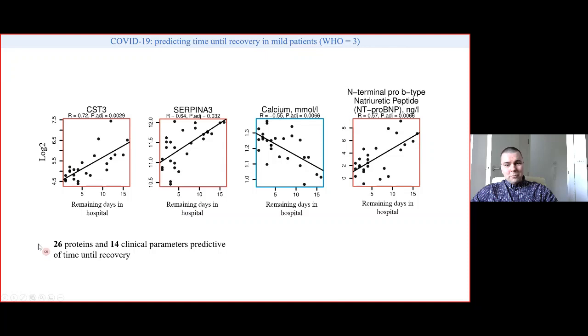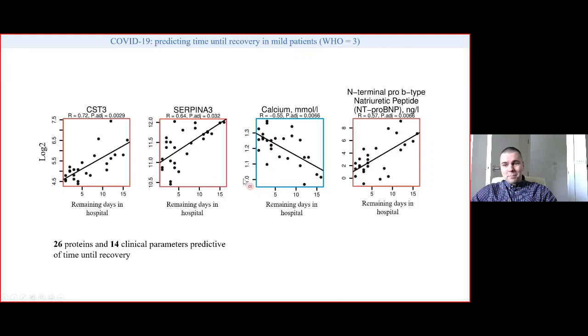We identified 26 different proteins which are predictive. Here are some examples, and many of them make sense. Cystatin C, CST3, for example, is a kidney marker. Serpin A3, we have reasons to believe, reflects neutrophil activation in the samples. And NT-proBNP is a cardiac marker. So things make sense.